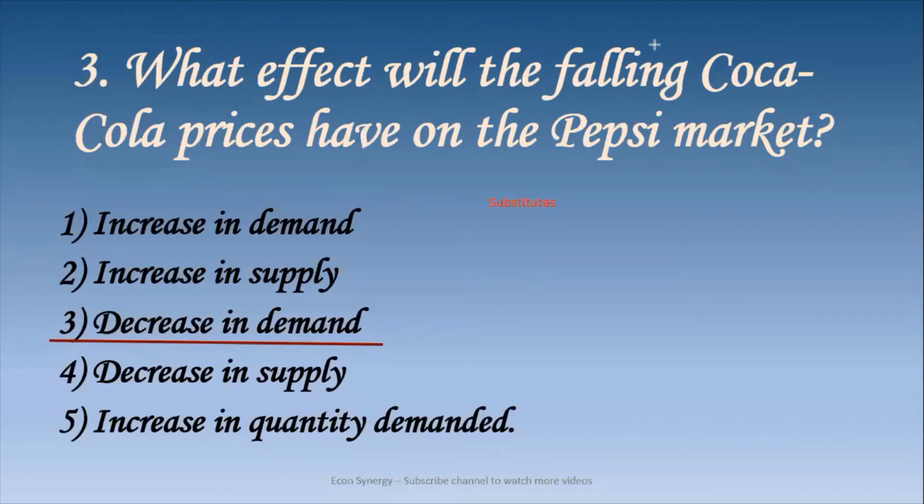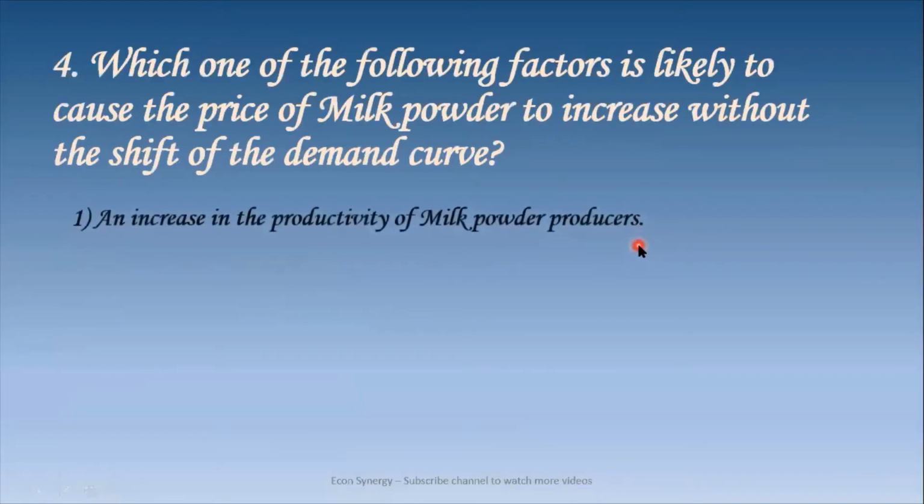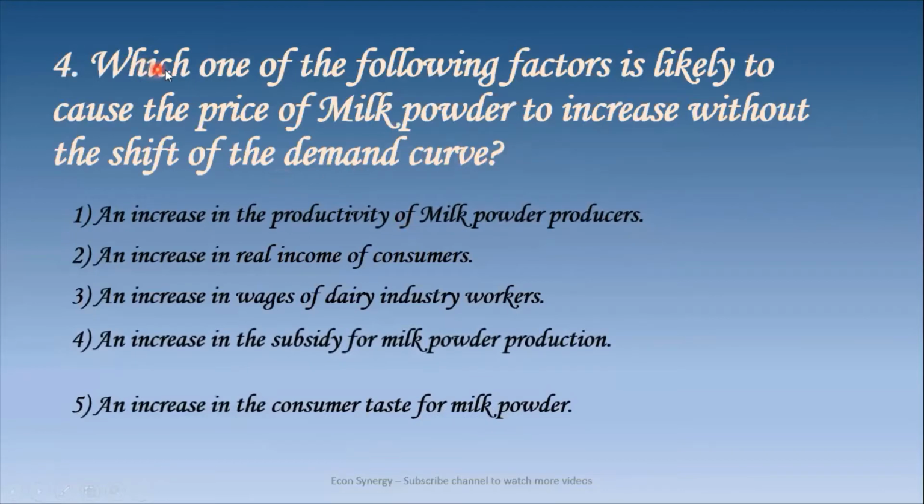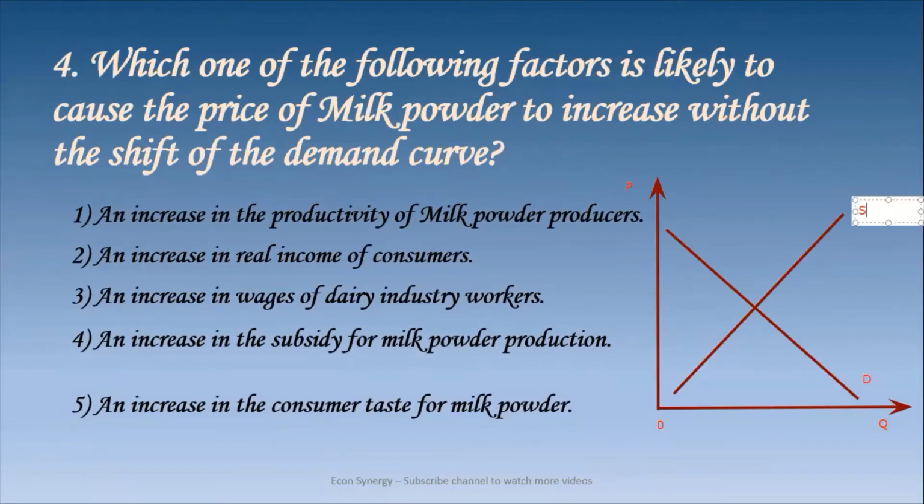Right. We will move to the next one. Fourth question. Which one of the following factors is likely to cause the price of milk powder to increase without shifting the demand curve? Here we have to draw the equilibrium in the milk powder market. In addition, I will draw the equilibrium price and quantity. This is the equilibrium price in the milk powder market. This is the equilibrium quantity.